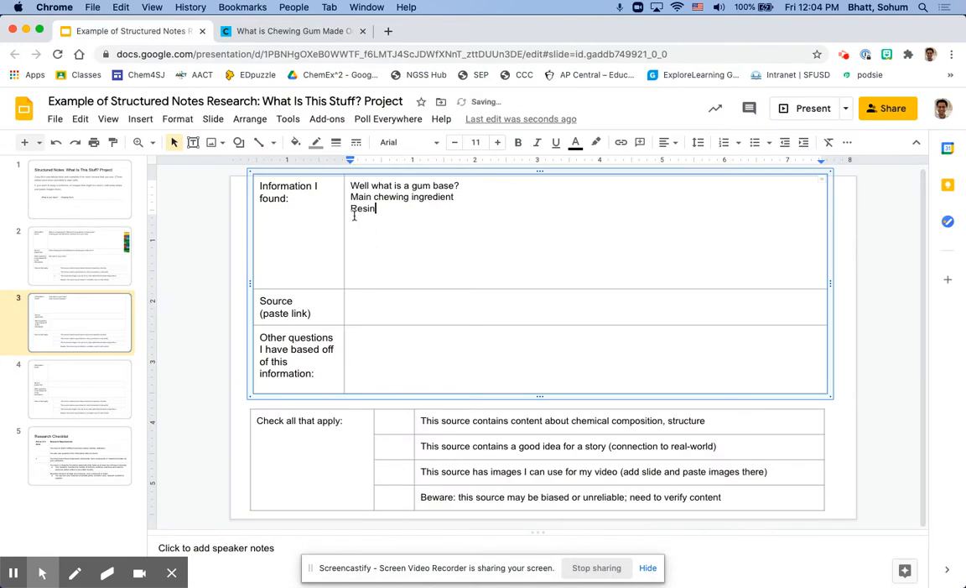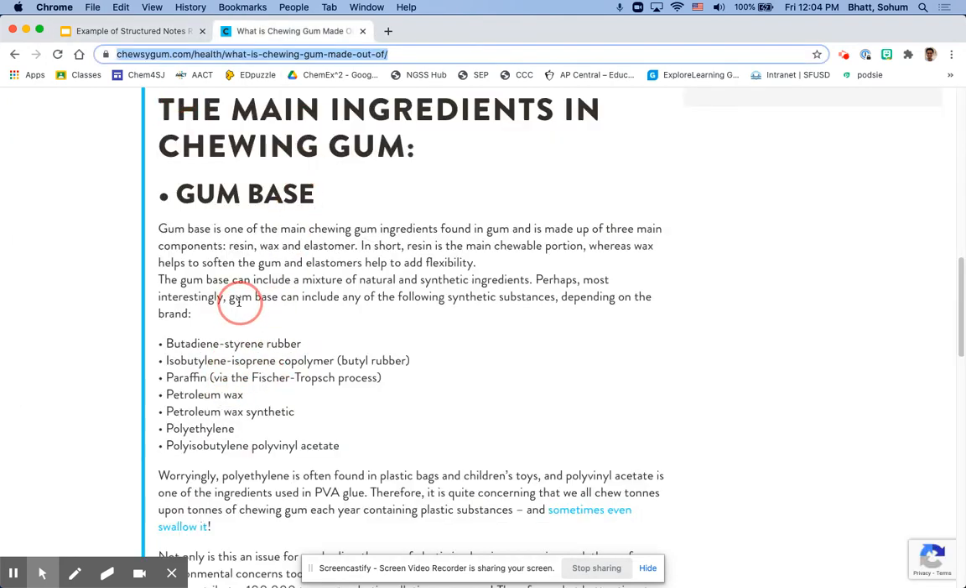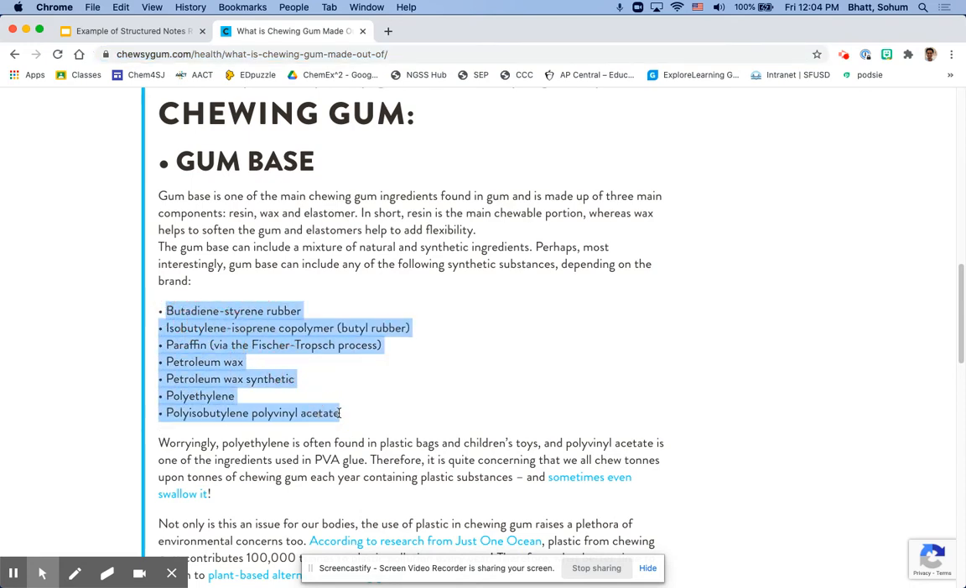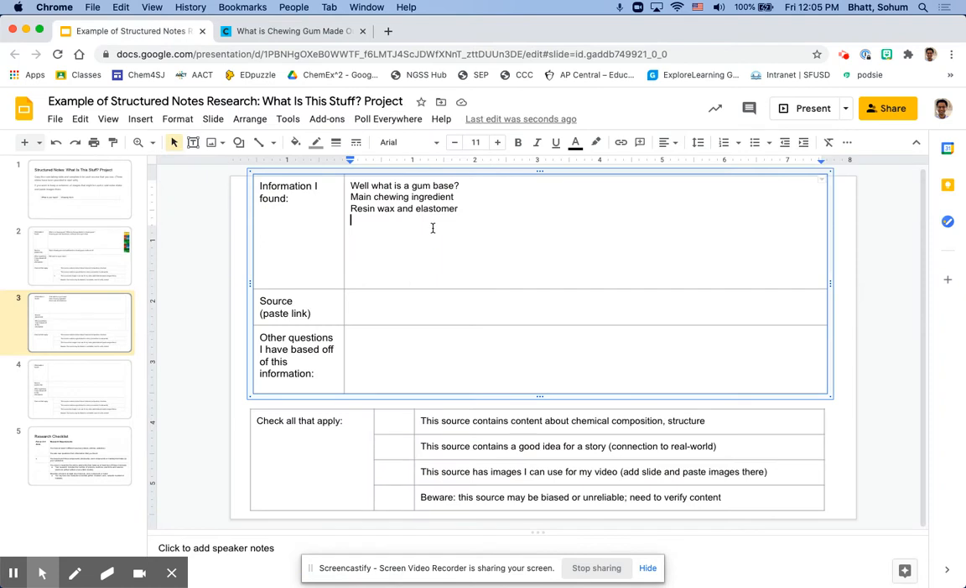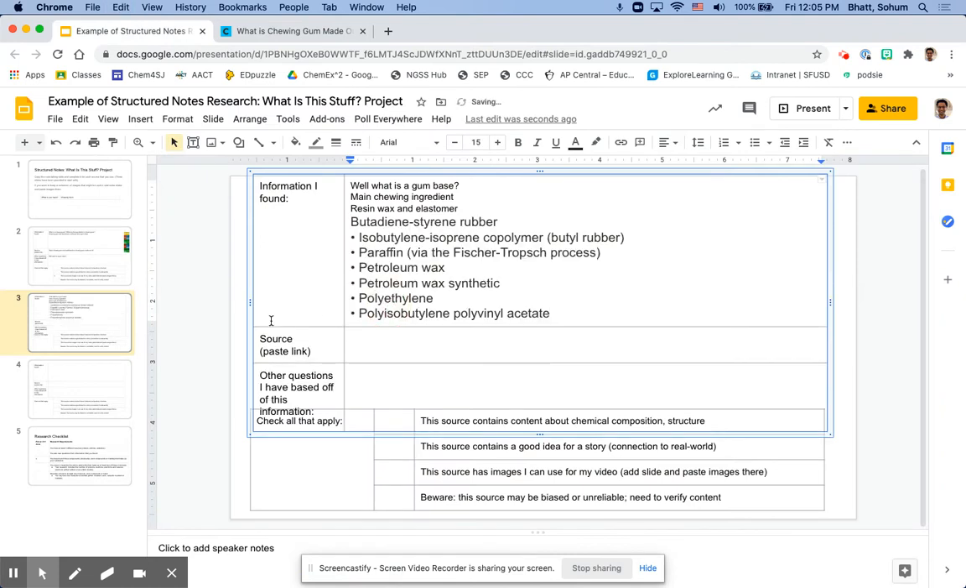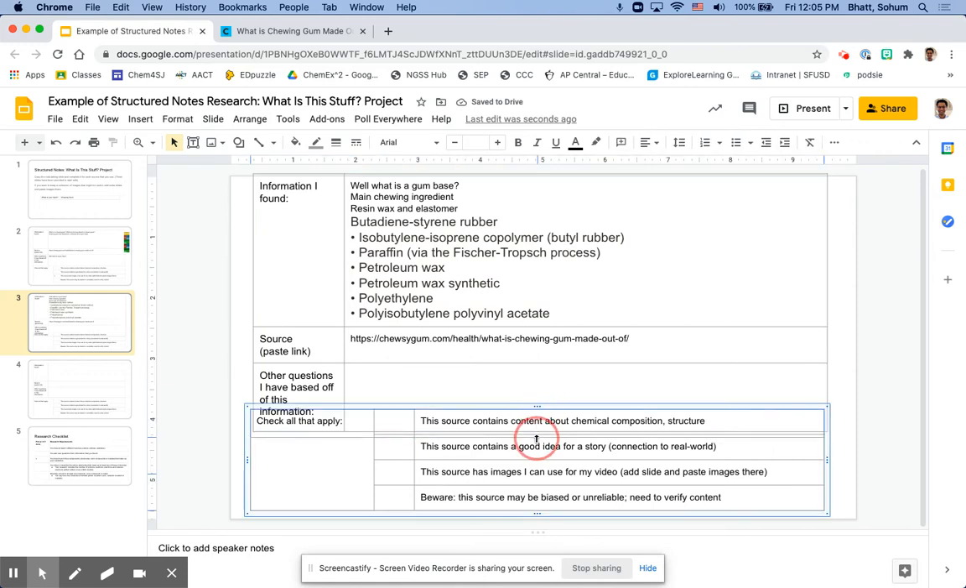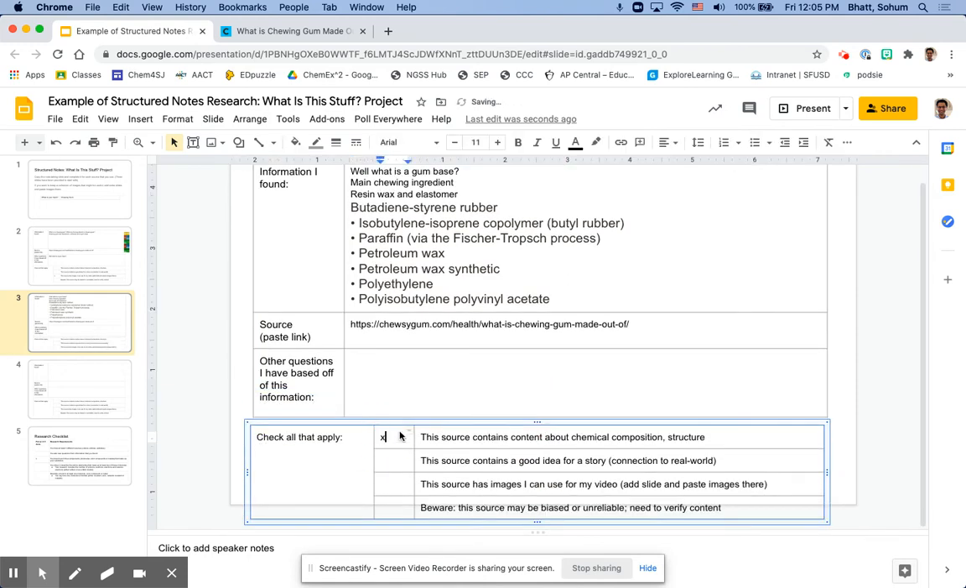So I'm going to focus on this gum base. Resin, wax, and elastomer. And then let's see what else it says about gum base. It says these substances are in the gum base, and so I'm going to add that here. And now I have a molecule or something that looks like a chemical. Let's use the same source. Now I'm using that source to talk about chemical composition, and so I'm going to put an X.